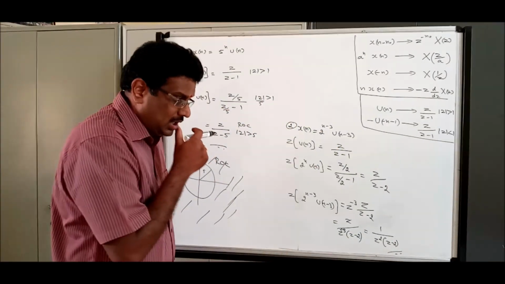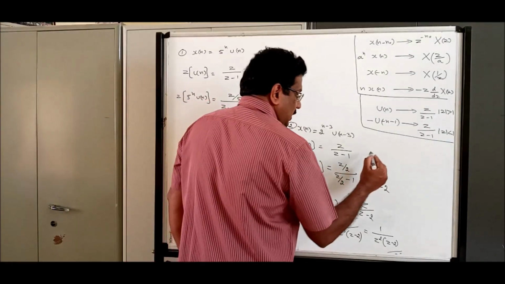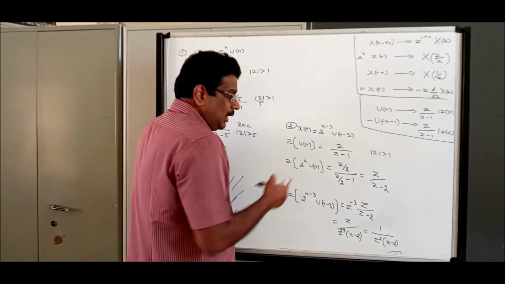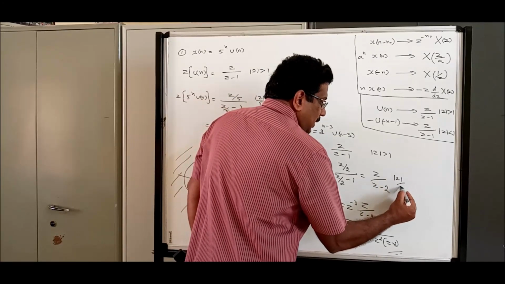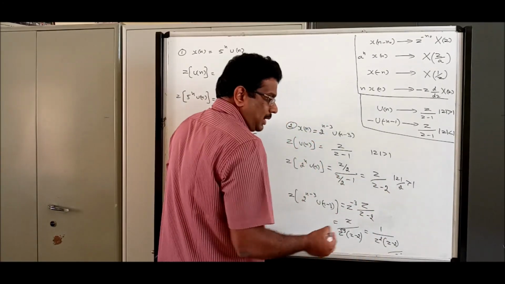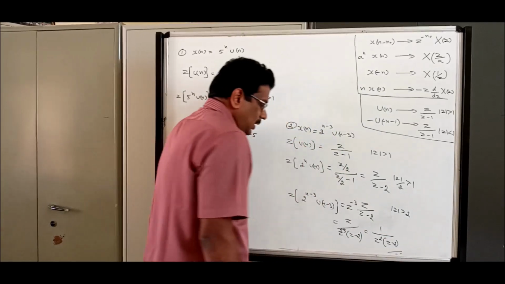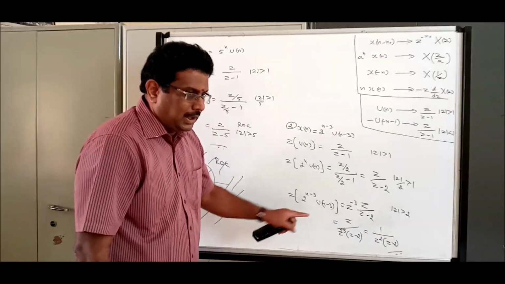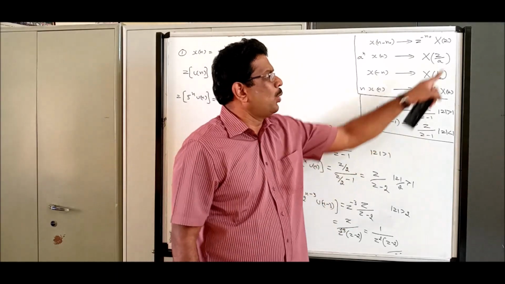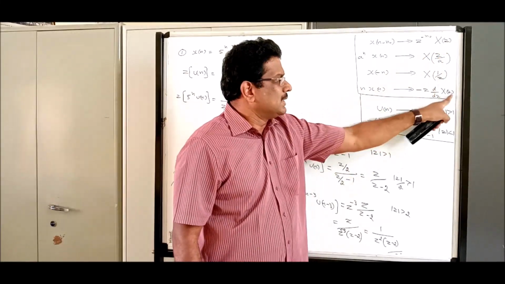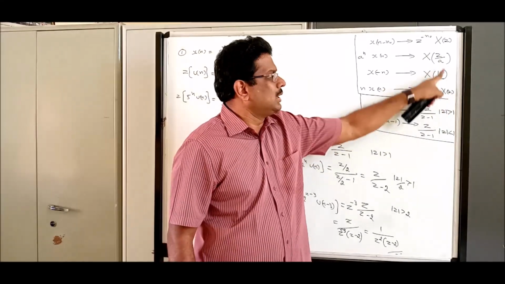Now one more piece of work is pending. What is the ROC? Mod z greater than 1 here. What about here? Mod z by 2 greater than 1 as per the property. Cross multiply: mod z greater than 2. For the shifting property, there is no change in the ROC. How do I know? See, within the bracket z, no change in the ROC.